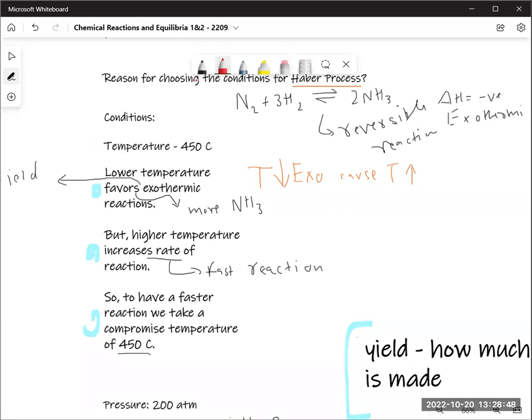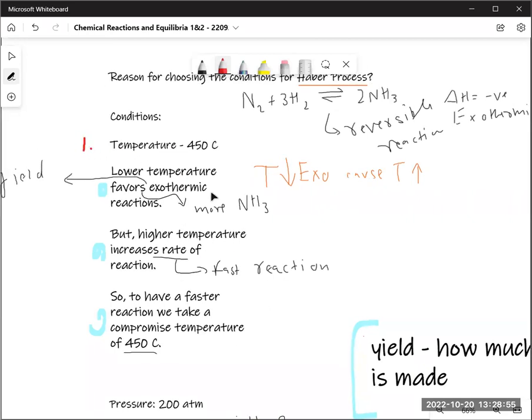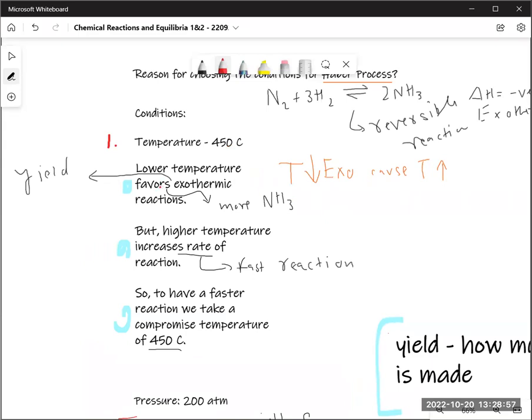Conditions. Reason for choosing conditions of Haber process. The first condition is temperature. Write the whole thing in your notebook. Tell me when you're done. Now after favors, you need to write favors yield of. Lower temperature favors yield of exothermic reaction. Then write, but higher temperature increases rate of reaction.